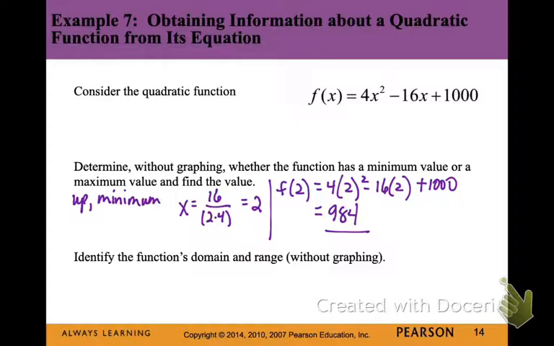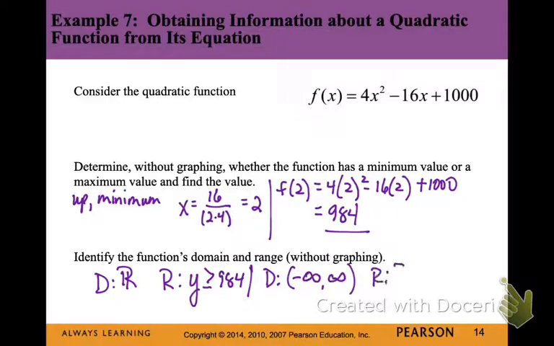Let's identify this equation's domain and range. So the domain of a quadratic is all real numbers. Our range, since it opens upward, is all the numbers that are greater than or equal to the y value of the vertex, 984. Here's how we write domain and range in interval notation.